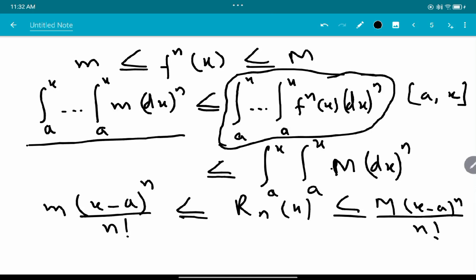Now suppose we can do one thing. We can multiply all of them by the reciprocal of this, that means n factorial. I will multiply all of them by n factorial divided by (x minus a) raised to n. When I multiply this by this, n factorial will cancel, (x minus a) raised to n will cancel. I will be left with m here.